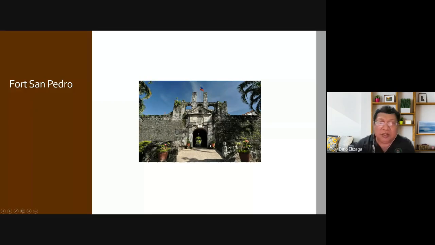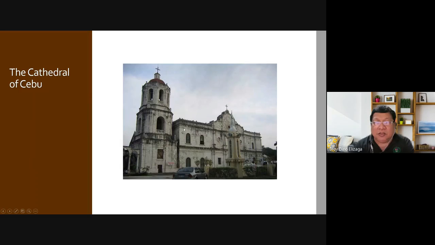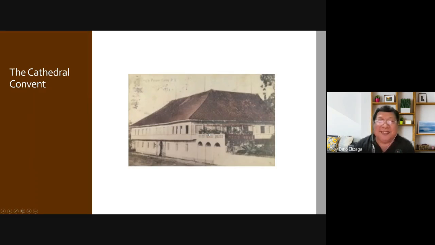If you're a Cebuano, you know San Pedro, and then the cathedral. It used to look like this. The belfry is connected to the main church by this, but now they extended the church so that it goes all the way like that. So it lost its original proportion. Some say it's ugly, but anyway, it's there.